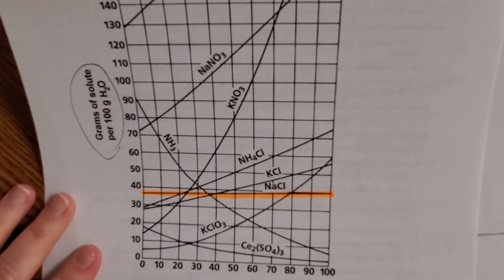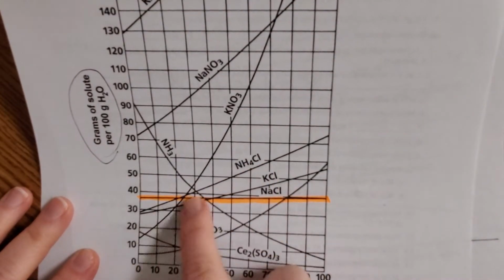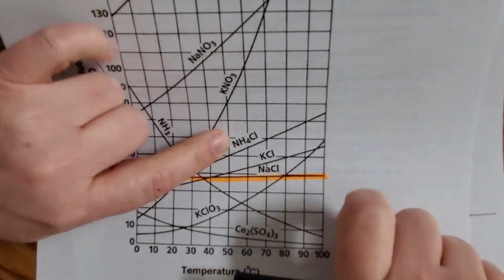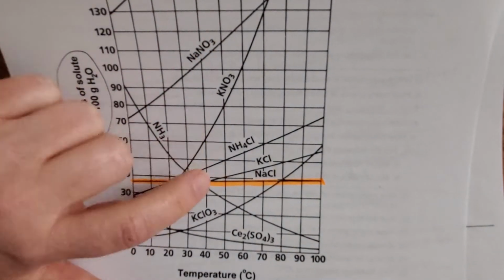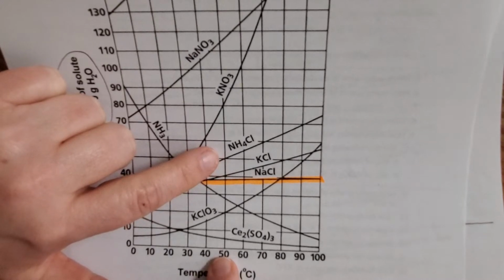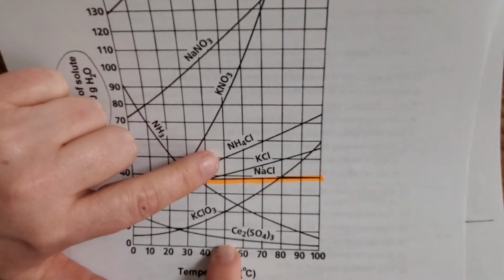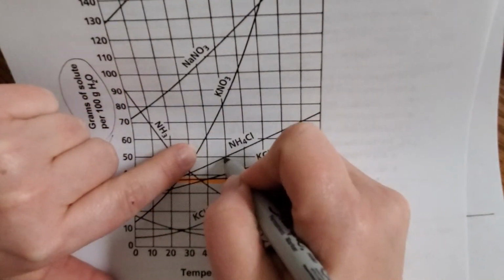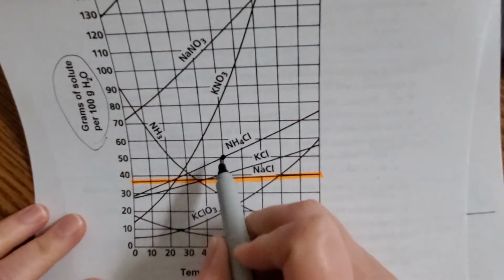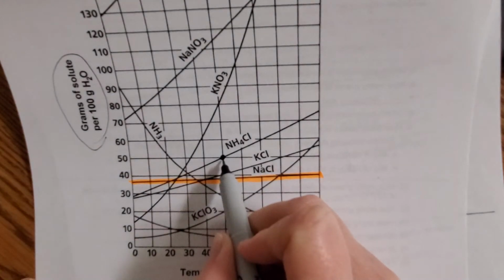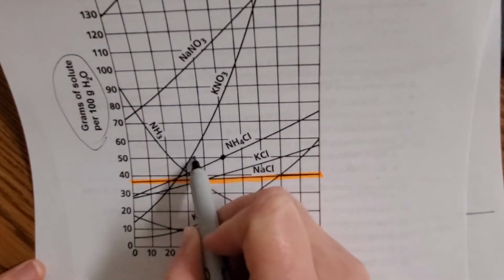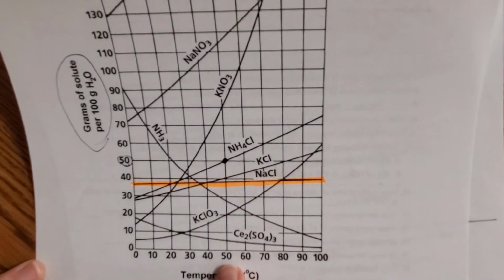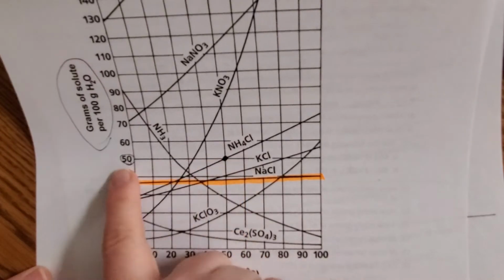So here is ammonium chloride, this line here, okay? Find 50 degrees Celsius. Sorry I can't get this flat, y'all. Run your finger up from 50 to where it collides with that ammonium chloride line, and it's right there, right? And the question is how many grams will dissolve, so then run your finger over, and it's 50 grams.